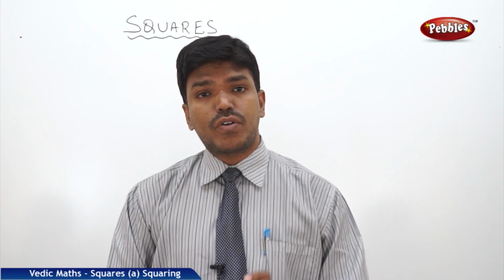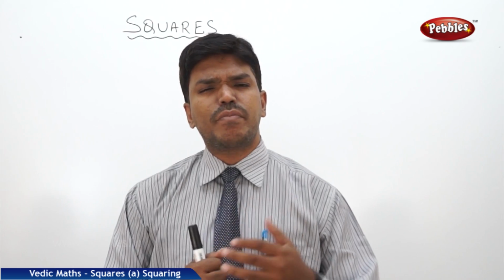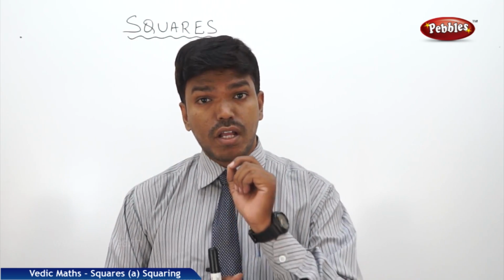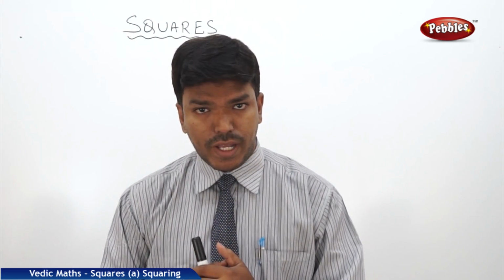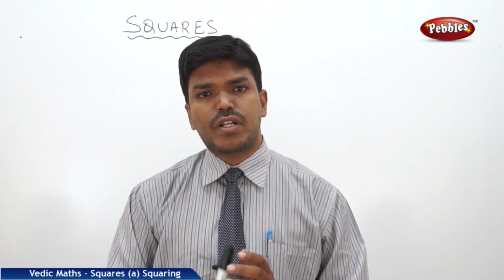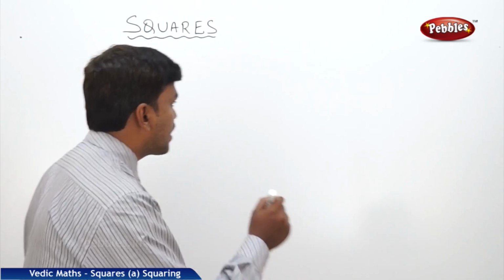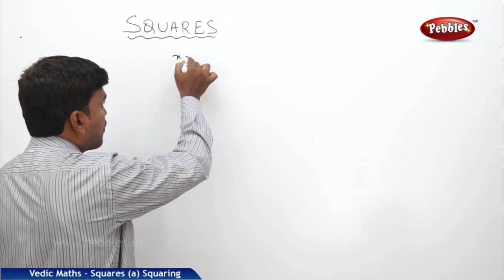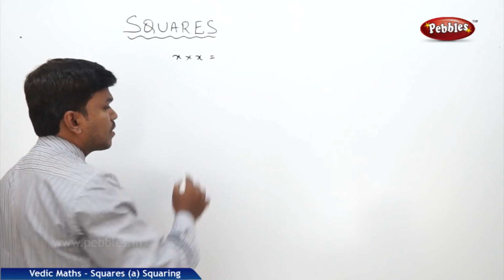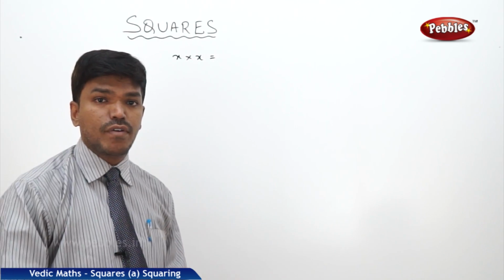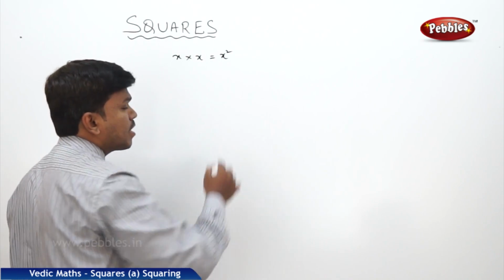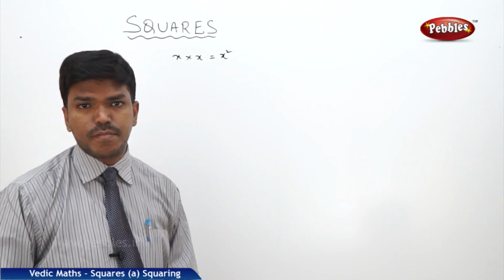Before that, I want to ask you one thing. What do you mean by a square? What do you mean by a square of a number? I'm not talking about the geometrical square. I am speaking about the square of a number. Suppose you take some number x. If you multiply a number by itself, the product which comes is nothing but the square of the number.